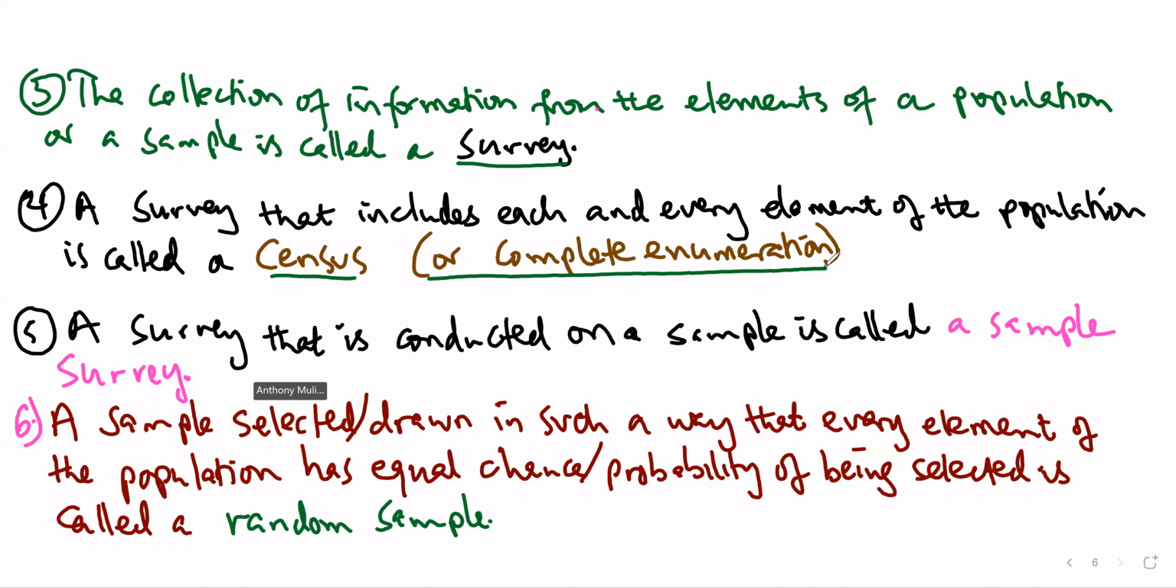And there are cases, and usually this is very much recommended, where you select your samples in such a way that every element in the population has equal chance of being selected. Then the sample that comes out of such a process is what we call a random sample. When you talk about equal chance of being selected, it means that there's no bias in the way you pick the elements of your population into a sample.